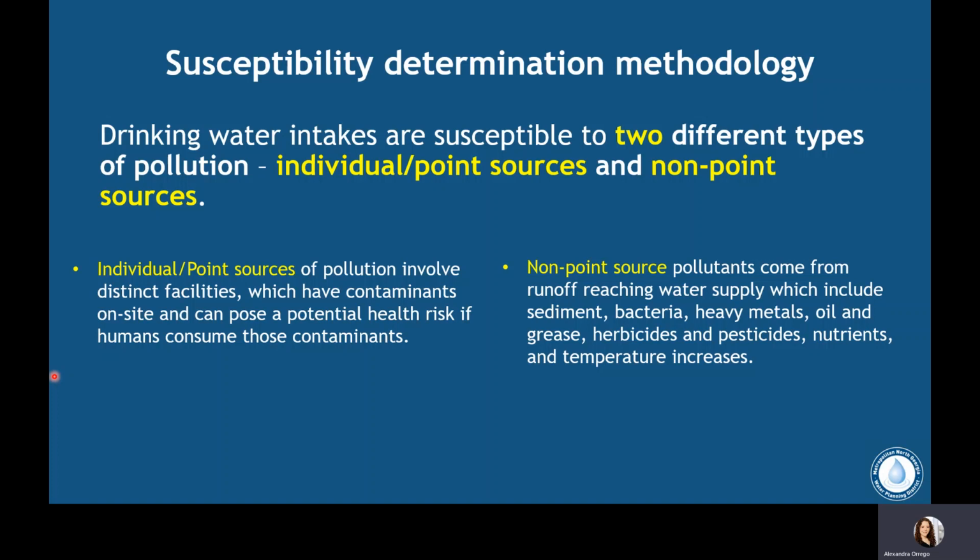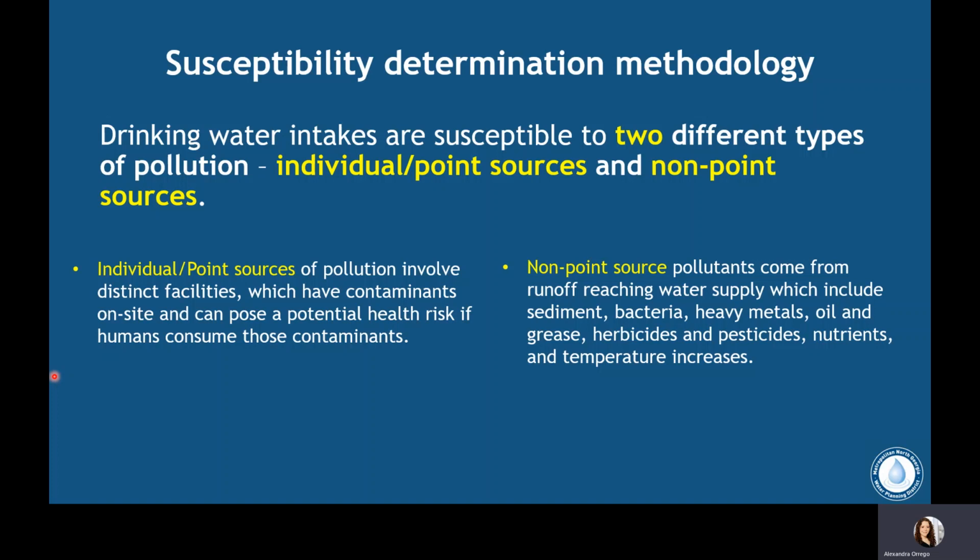And now, to understand the susceptibility to pollution determination, we considered two different types of potential pollution that drinking water intakes are susceptible to. The first is individual sources. This is similar to a point source, but because these facilities aren't actually providing point source pollution at the exact moment, they're just a risk of providing it, we call them individual sources for this study. So individual sources and non-point sources are the two different types of potential pollution we look at.